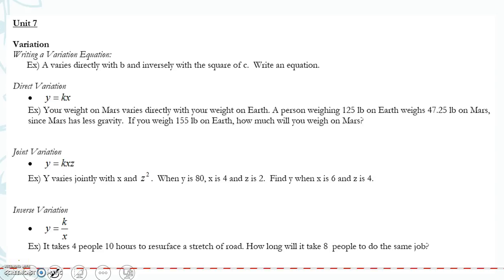Today we're going to review Unit 7. So the first topic is variation. Oftentimes on the SOL they'll have you write a variation equation. So it should be a pretty easy problem. You just need to know how to do it.